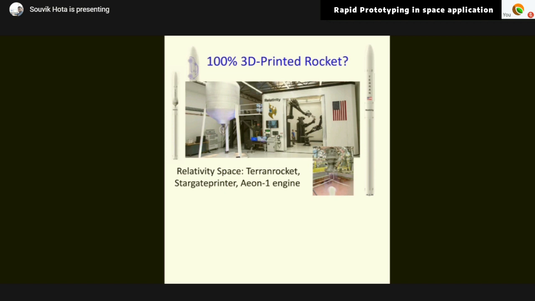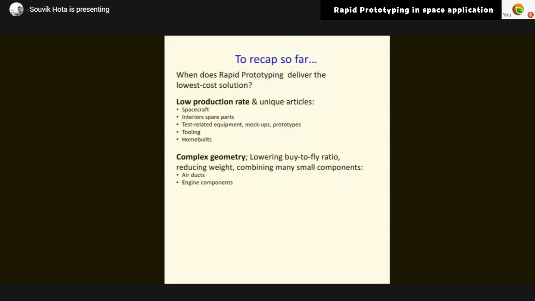So if I want to recap the discussion for today's session, when we are talking about rapid prototyping, it delivers the lowest cost solution. So low production rate and unique articles can be made. Sometimes it takes some time to make some complex geometry that is not even possible in our conventional or CNC machining technique, but it is possible in rapid prototyping where we can have complex geometry and we can make our own customized part, some home built tooling, test related equipment of the aircraft, mock-ups, prototypes and interior spare parts, and also the vital parts of the aircraft propulsion systems.